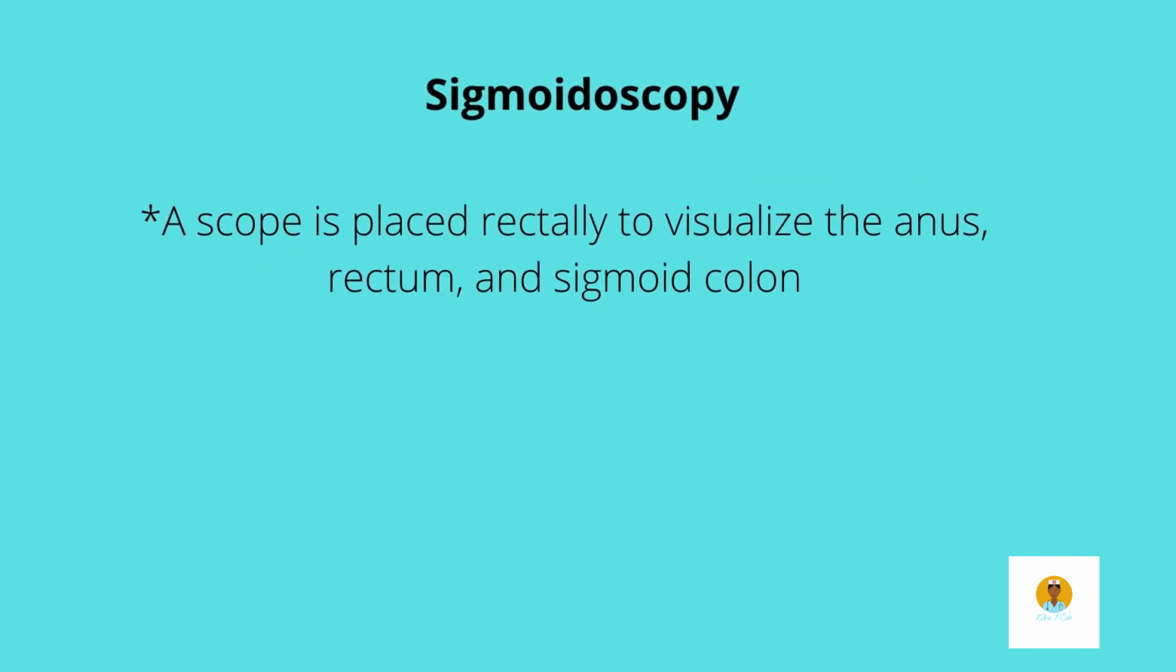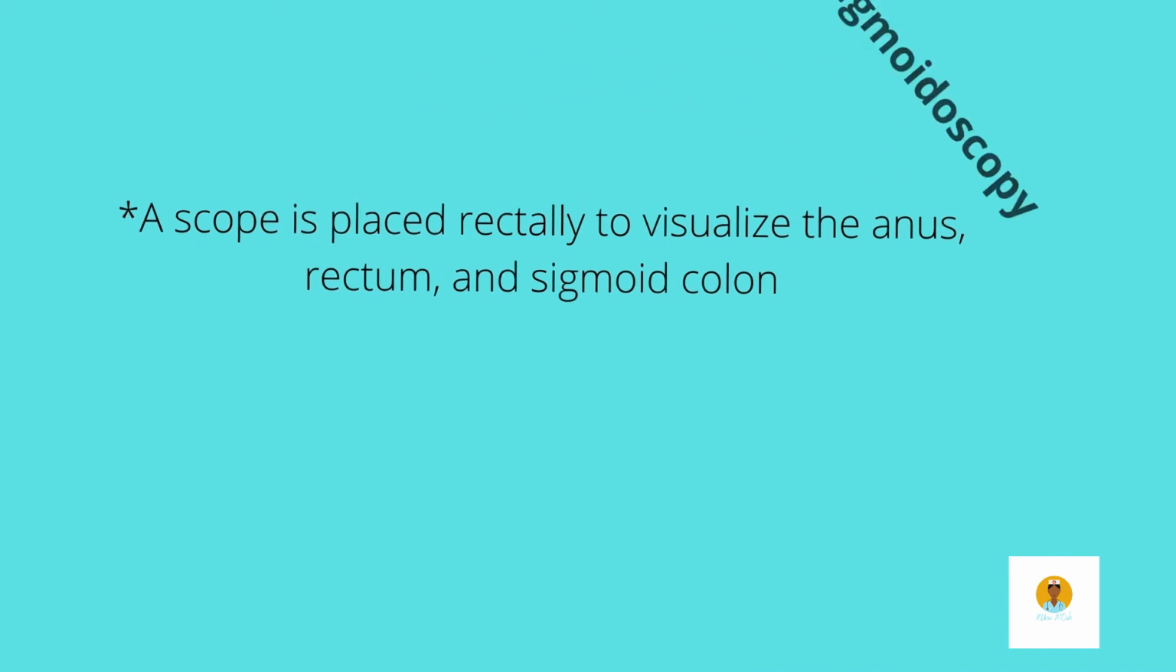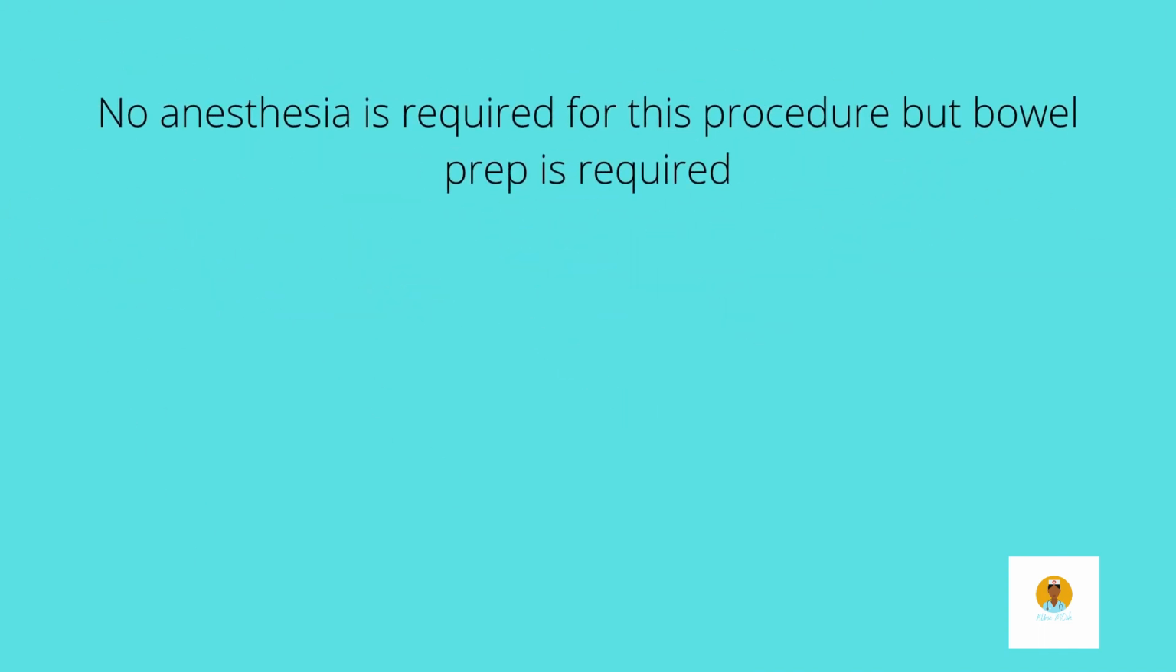Sigmoidoscopy. So sigmoidoscopy is where we visualize the patient's anus, rectum, and sigmoid colon, right? The part of the colon. It goes up because anus going up, not down. There's no anesthesia required for this procedure, but we normally have the patient do a bulb.